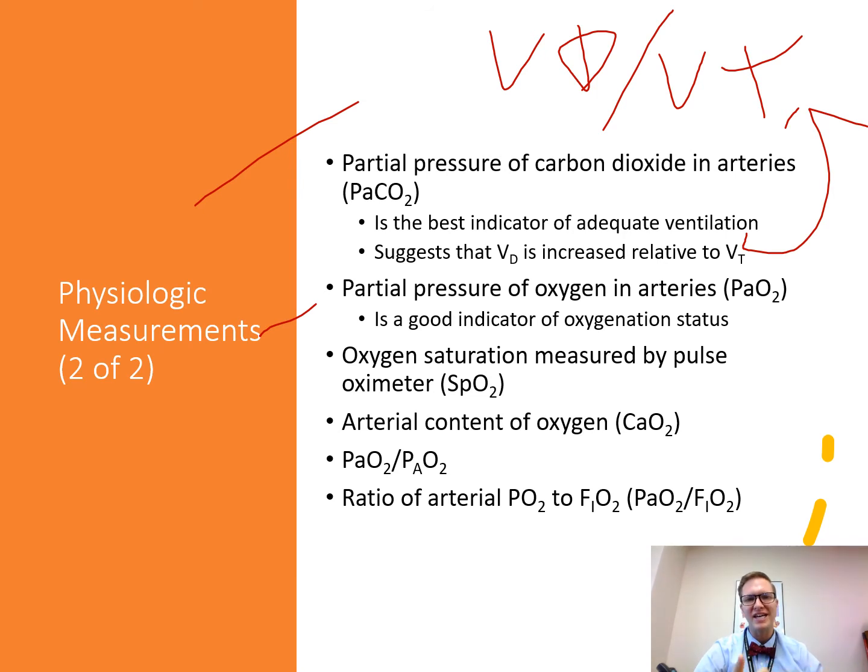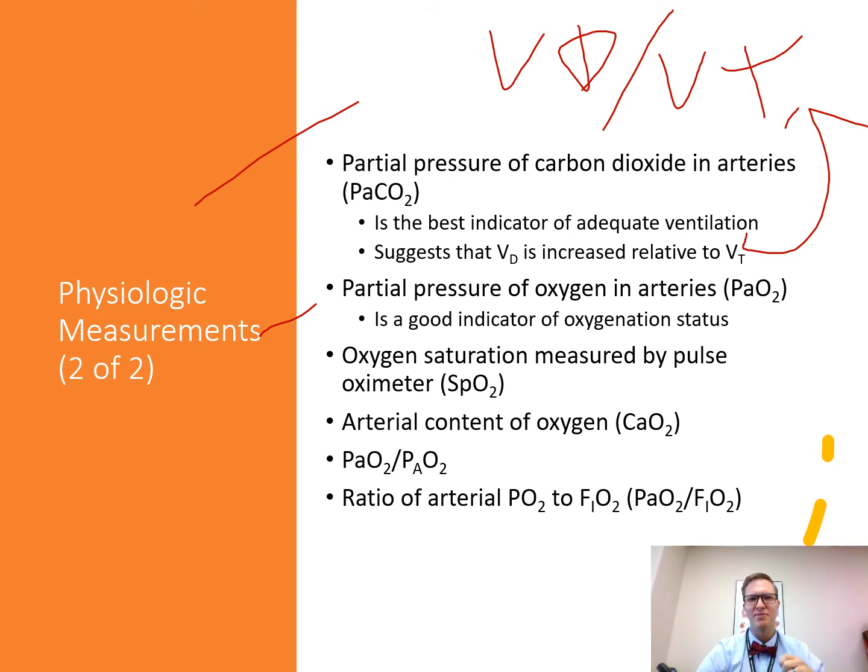So a PaO2 less than 70 millimeters of mercury at sea level, or a pulse ox less than 90% on an oxygen mask that's greater than 60%, indicates refractory hypoxemia or hypoxemic respiratory failure.